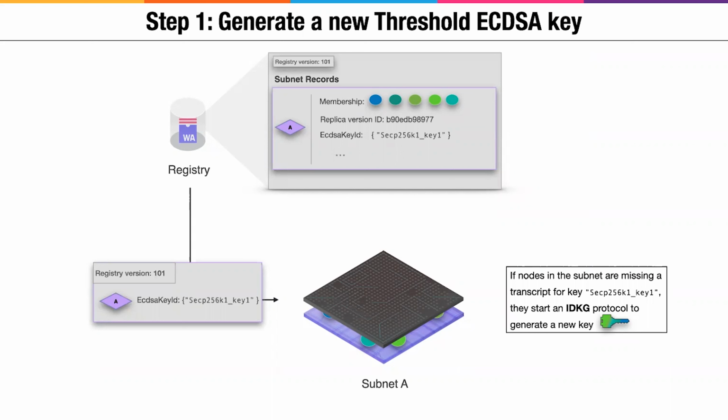One crucial aspect of this is that this IDKG protocol really works as I sketched before. The crucial thing is that both dealers and receivers are within the same subnet.